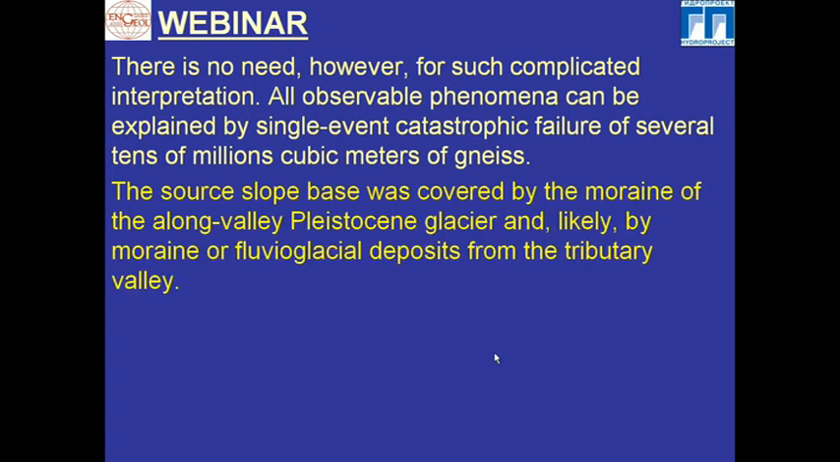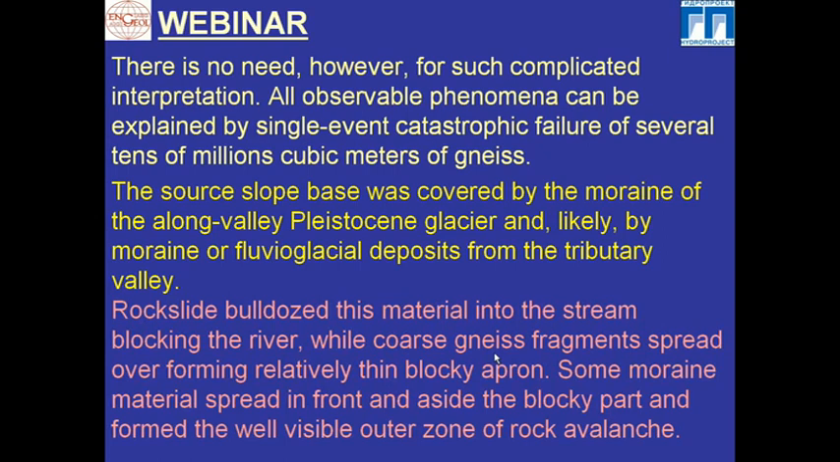The source slope base was covered by the moraine of the along-valley Pleistocene glacier and likely by moraine or fluvio-glacial deposits from the tributary valley that I showed before. The rock slide bulldozed this material into the stream, blocking the river, while coarse gneiss fragments spread over, forming a relatively thin blocky apron. Some moraine material spread in front and aside of the blocky part and formed the well-visible outer zone of the rock avalanche.